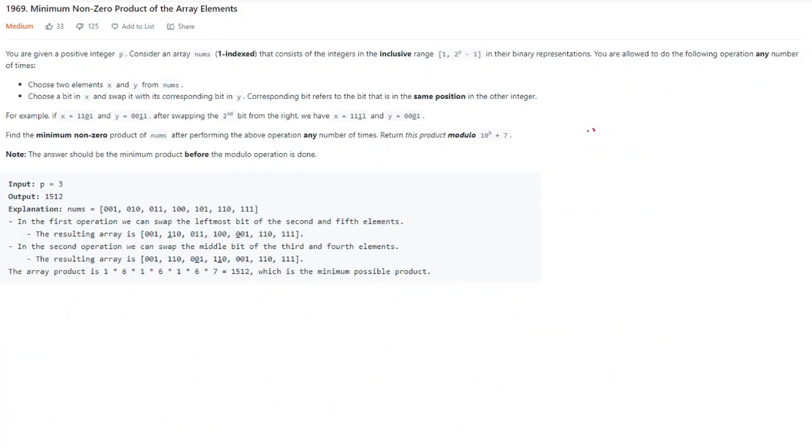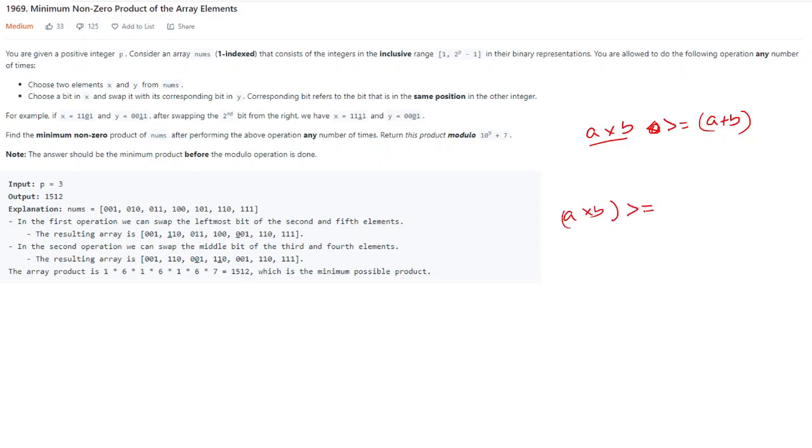So suppose you have a into b, our number. Now you know that a into b will always be greater than or equal to a plus b. This is for sure.